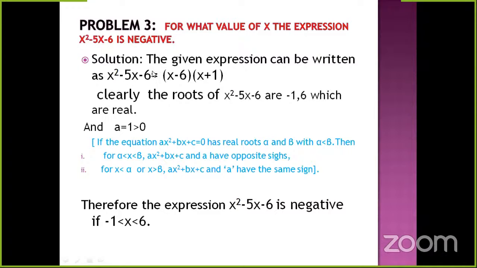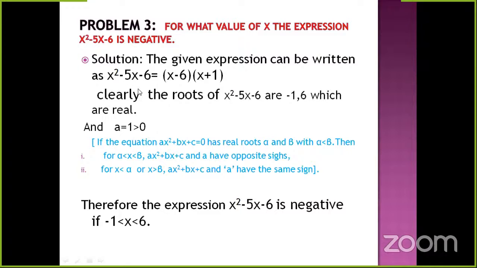So for that I am finding the roots of this quadratic expression. By the factorization method or by using the formula, I am getting the roots as minus 1 comma 6. Since alpha is the least value, I am taking minus 1 as alpha and 6 as beta.